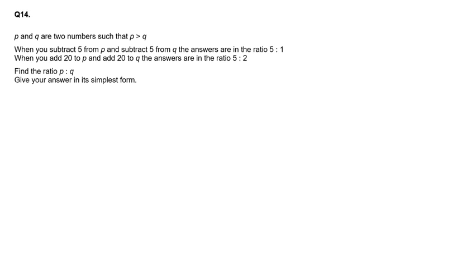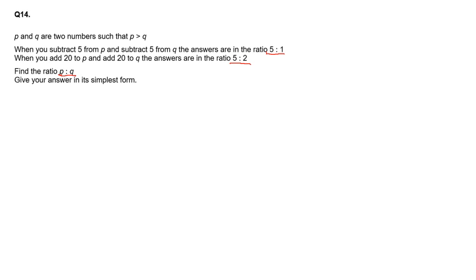So question 40. P and Q are two numbers such that P is bigger than Q. When you subtract 5 from P and subtract 5 from Q, the answers are in this ratio, but when you add 20 and add 20, the answers are in this ratio. So we need to work out P to Q.